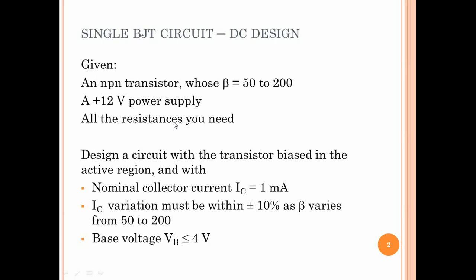And the task given is to design a circuit with this transistor biased in the active region and with a nominal collector current of 1 milliampere. The collector current variation to be within plus minus 10% as beta varies, because as beta varies the collector current would vary. That's why we say a nominal 1 milliampere, and that the base voltage must be less than or equal to 4 volts. So we are given these three conditions and we must design a circuit that meets these three conditions. Okay, so let's start the design.